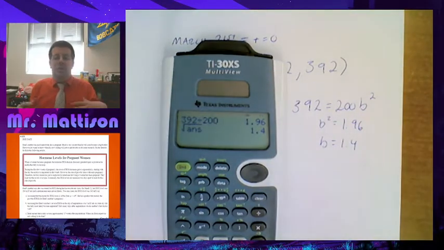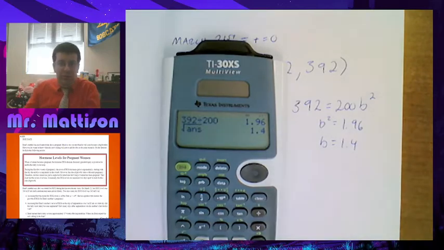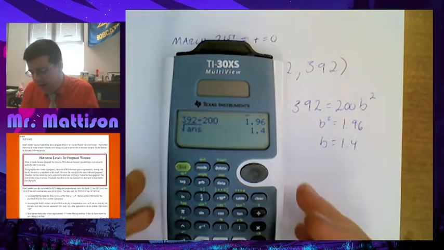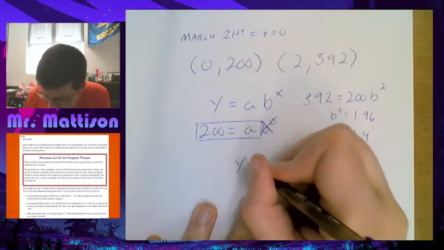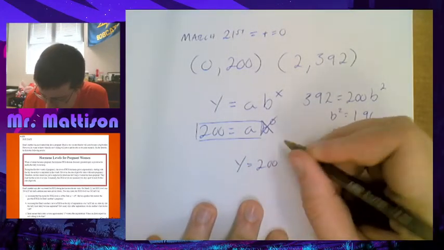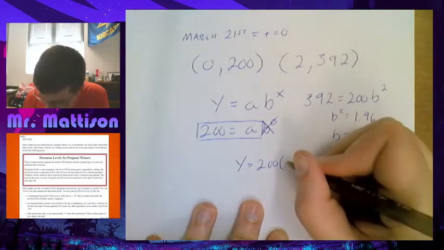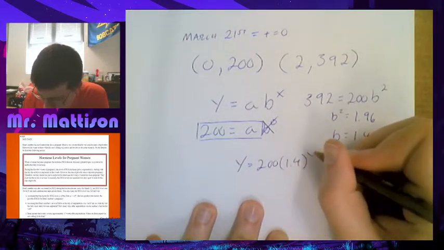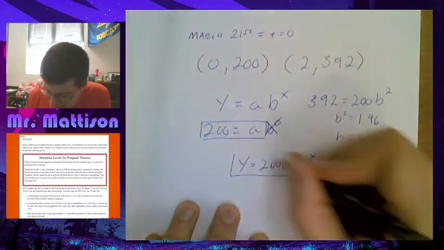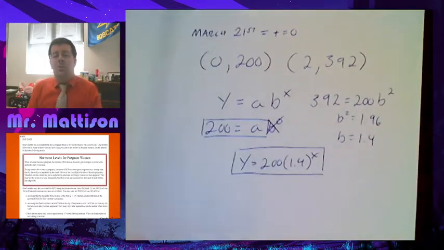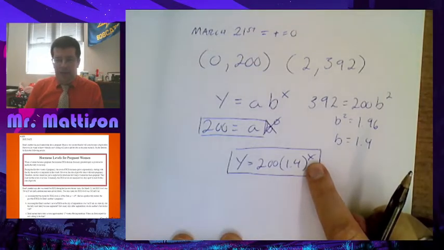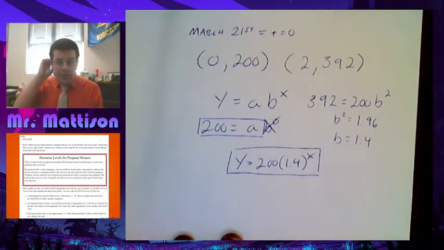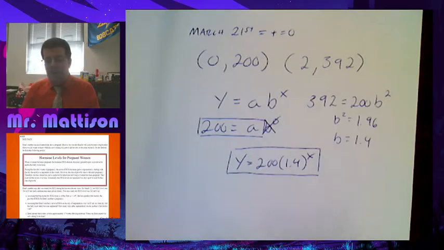Now I don't need the plus or minus because I don't care about a negative option, because I can't have a negative growth rate for the hormone here. So that's why I don't care about the negative option. So my equation would be y equals 200 times 1.4 raised to the x. That is going to model the amount of hormone in this woman's body on day X, X being the number of days after March 21st, and Y is the amount of hormone in her body.